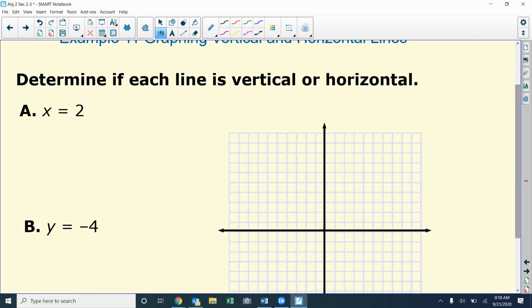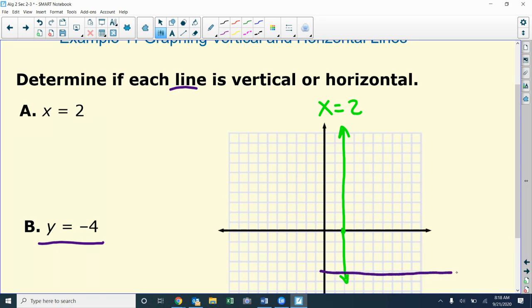Graph these for you real quick, just so you can see. X equals 2. That's right here. That would be going this way. Does it have a slope at x equaling 2? No, it is undefined. Okay. Y equaling negative 4. Does it have a slope? Yeah, its slope is 0.